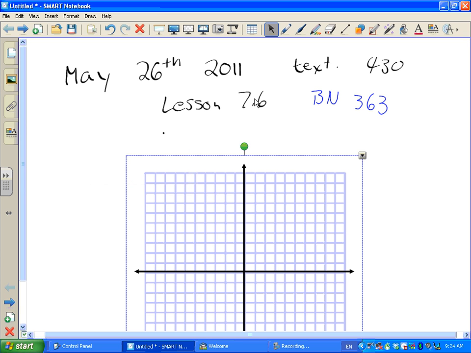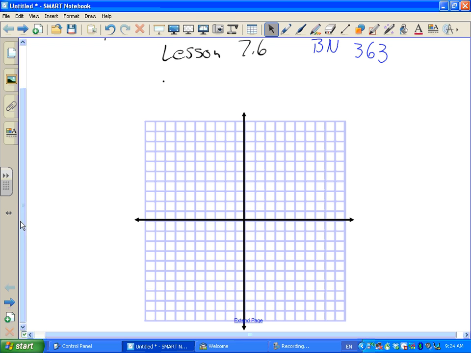Okay, today's May 26, 2011, textbook is technically page 430, and we're doing lesson 7.6, Blue Notebook, page 363. I'm just going to briefly give you an overview of 7.5, and then we're going to move into 7.6. So 7.5 is just the introduction of exponential functions on a graph. So that sounds like a lot.